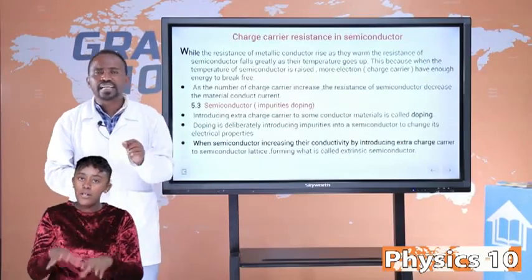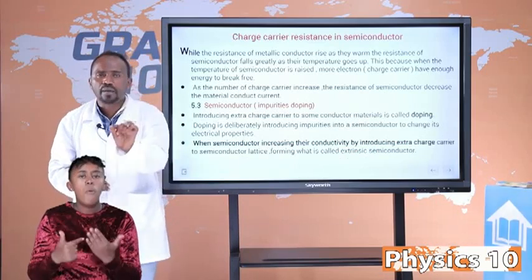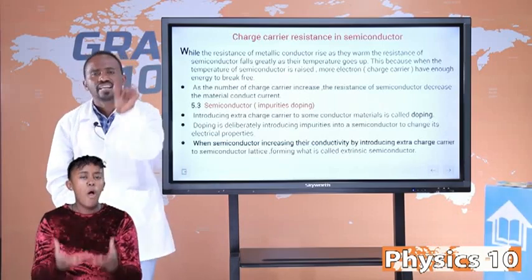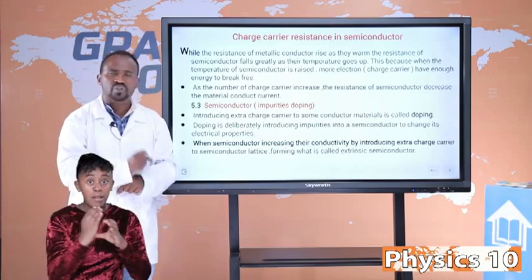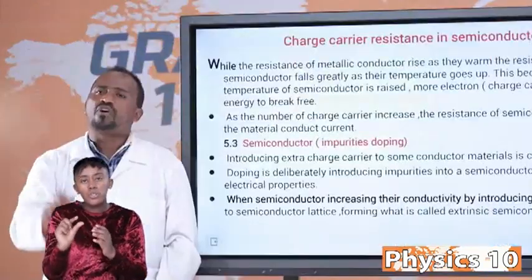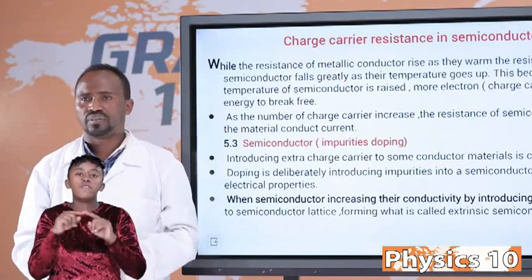Students, I think you understand about p-type and N-type semiconductors. The majority charge carrier for an N-type semiconductor is electrons, and the minority charge carrier, the positive charge, is the hole.